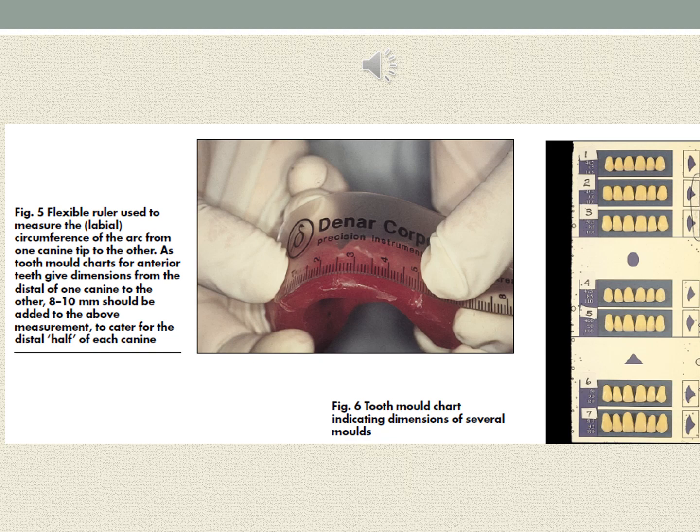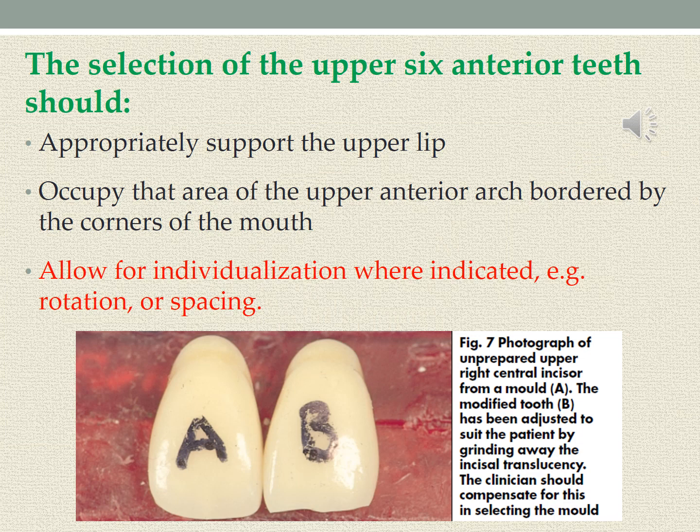8 to 10 millimeters should be added to the above measurement to cater for the distal half of each canine if you use the tip of the canine as your reference. So to conclude, the upper 6 anterior teeth should appropriately support the upper lip, and they should occupy the area of the upper anterior arch bordered by the corners of the mouth.